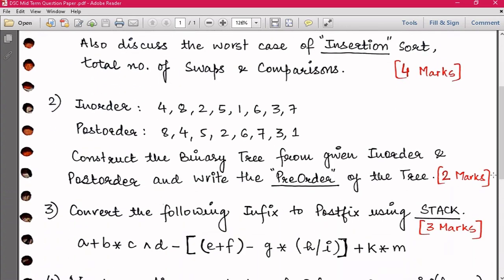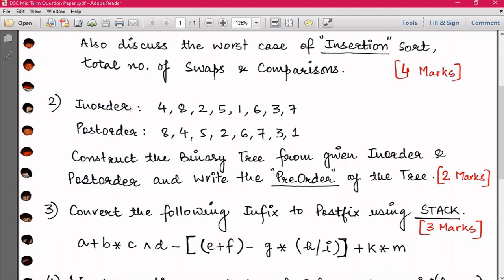Now coming to the second question, here you are given in order and pre or post order, right? And you have to construct the binary tree from the in order and post order. So first thing is, whenever you are given in order and post order, you can construct a tree. Or if you are given in order and pre order, then also you can construct a tree. But if you are given post order and pre order, then it is not possible for you to construct a tree out of it, right?